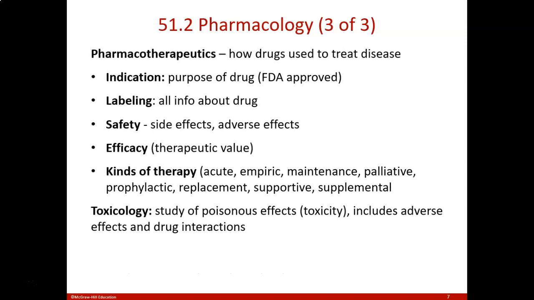Okay, so now let's break down pharmacotherapeutics. So we're now looking at the next step. Now we've got to go, how do we utilize these drugs to treat a disease? And when we're looking at that, we have to look at, number one, an indication. What is the purpose of the drug? Okay. And generally, drug companies, when they're advertising medications, have to actually know what they're treating. So they have to go, well, we're using this for this specific purpose. And then the FDA has to go through and look at all their data and actually approve it.